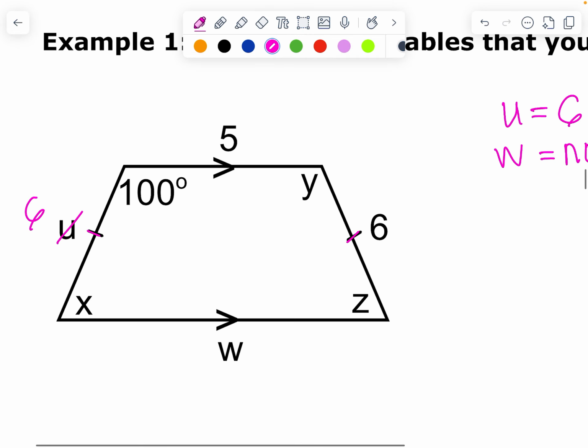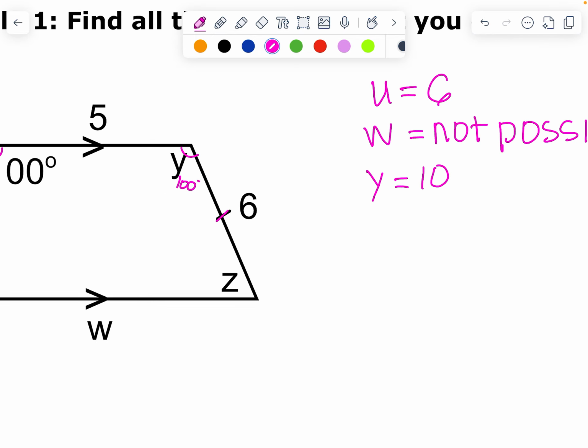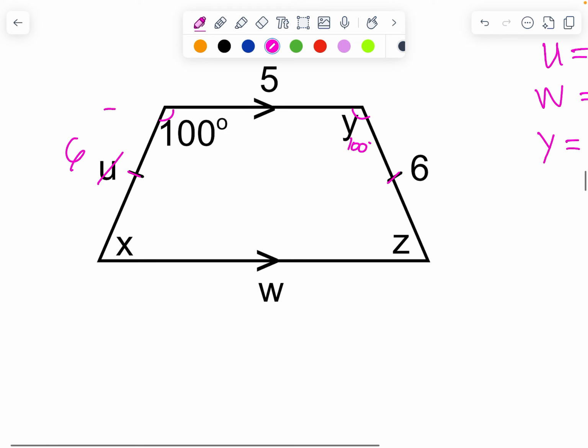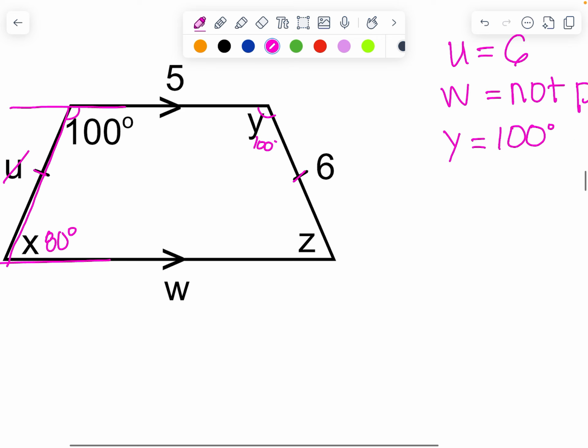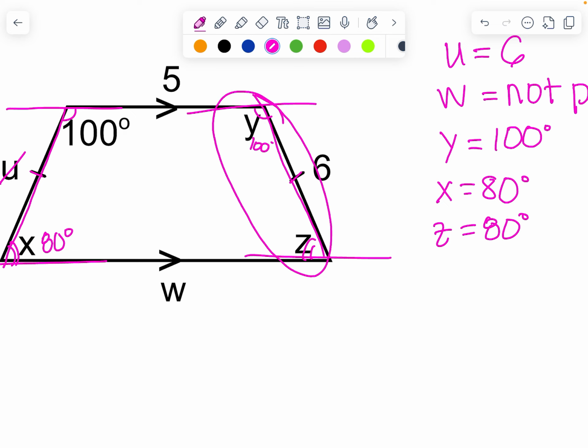All right, since it's an isosceles trapezoid, we know base angles are congruent. So this is 100. y is 100. And then also in a trapezoid, we have same side interior angles right here, which are supplementary. So x is 80 degrees. And then base angles are still congruent, so this is also 80 degrees. Or you could have used the fact that these are same side interior angles right here.